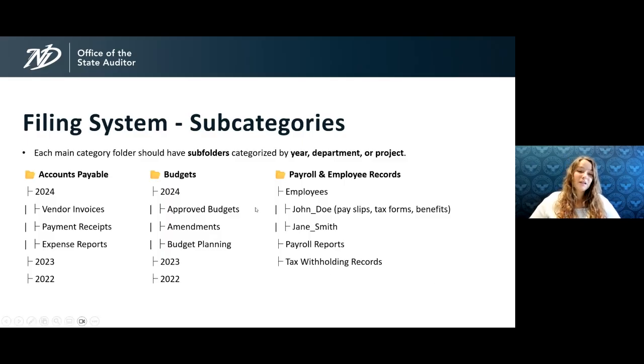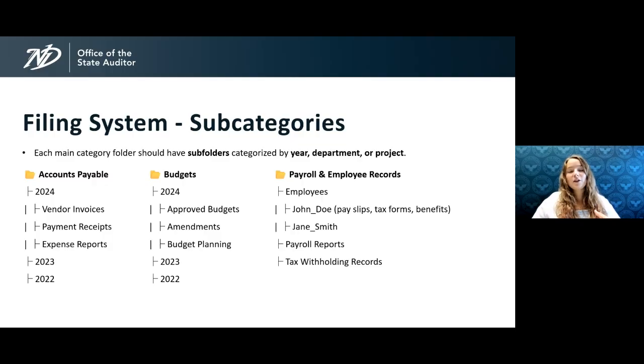So moving into the subcategories, again, these are just examples. You set it up how it would make sense to you and hopefully make sense to other people coming in. But each main category folder should have subfolders, categorized by year, department, or project. They're going to be set up a little bit differently depending on what you have going on. But over here on the left, I do like the system of setting it up per year. That way you keep track of it as one whole year.